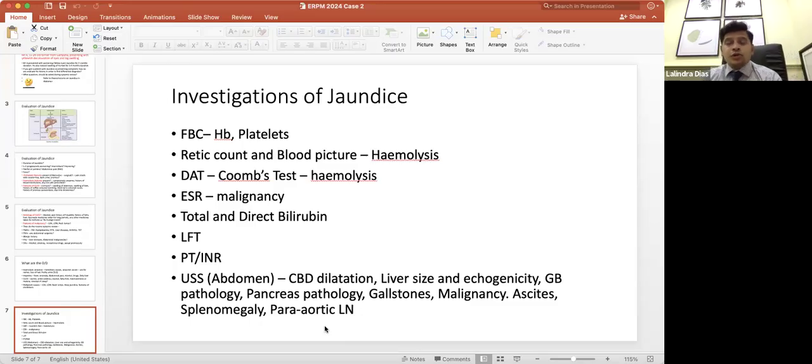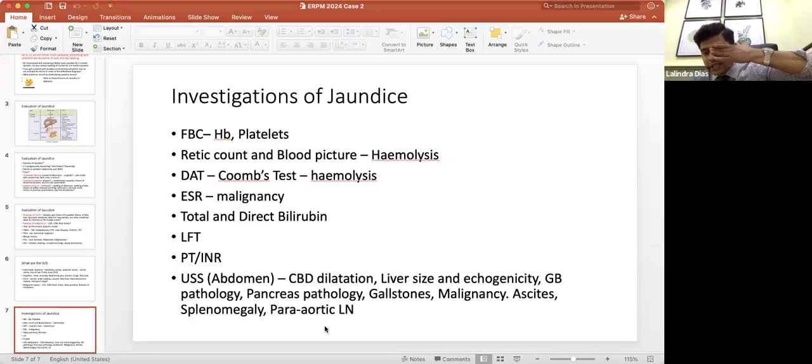Then of course you have to quantify the bilirubin. For that you do the total bilirubin and direct bilirubin, and then you can calculate the indirect bilirubin. Total bilirubin will be elevated, and also direct bilirubin will be elevated, in intrahepatic cholestasis and extrahepatic cholestasis. That is the causes within the liver and also after the liver, right?